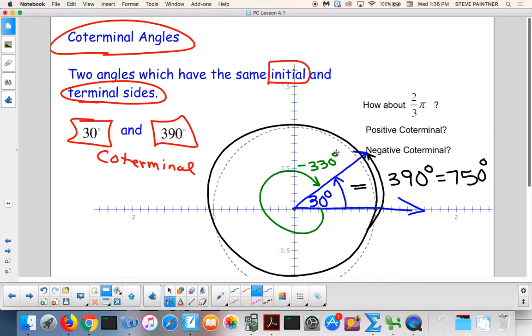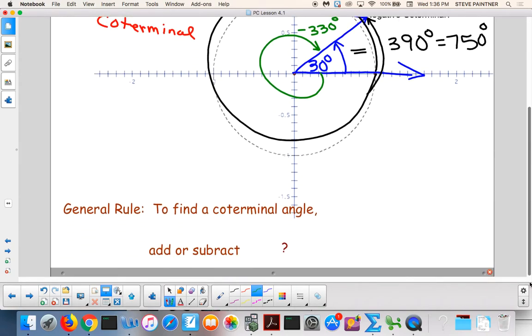So you will be asked to do this. How about that? 2/3 pi. Give me the positive coterminal, give me the negative coterminal. Okay, let me go down below. A general rule would be to find a coterminal angle, just add or subtract 360, or 2 pi. You want to just add a circle or subtract a circle. Okay, go to your next slide.